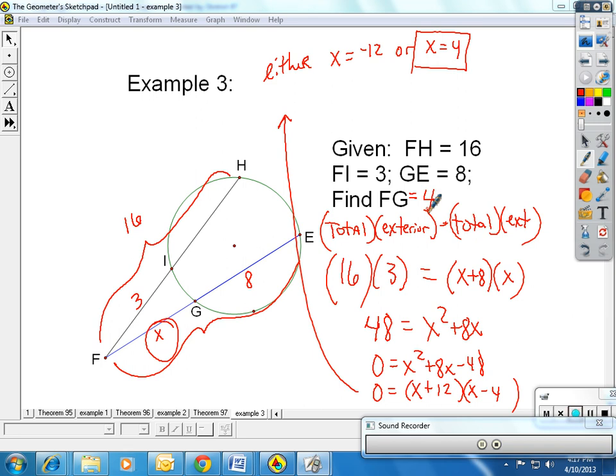Okay, so with that, I'll kind of close the lesson, and you can expect to apply those three theorems in upcoming problems.